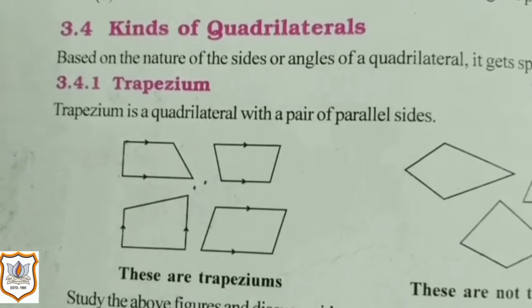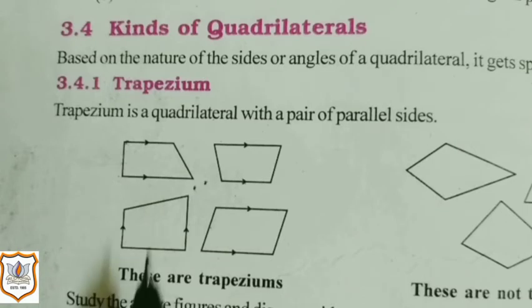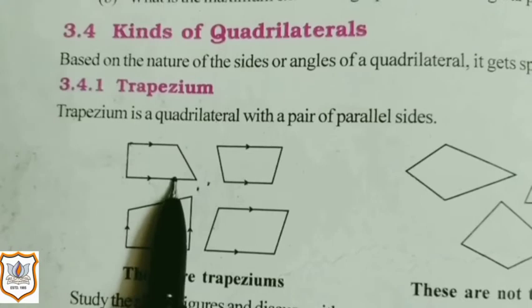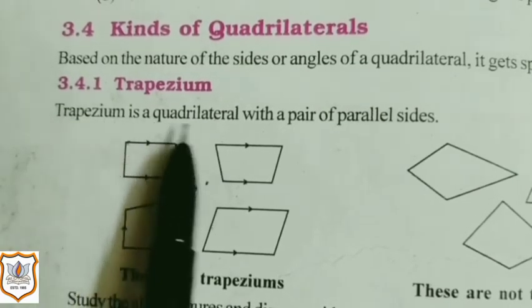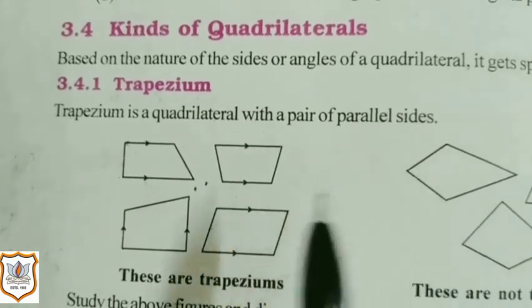So, parallel lines are two or more lines that are the same distance apart, never merging and never diverging. These lines are never ending. Parallel lines continue forever in two directions, always the same distance apart. So, in these figures, this line and this line are parallel lines. So, trapezium is a quadrilateral with a pair of parallel sides.